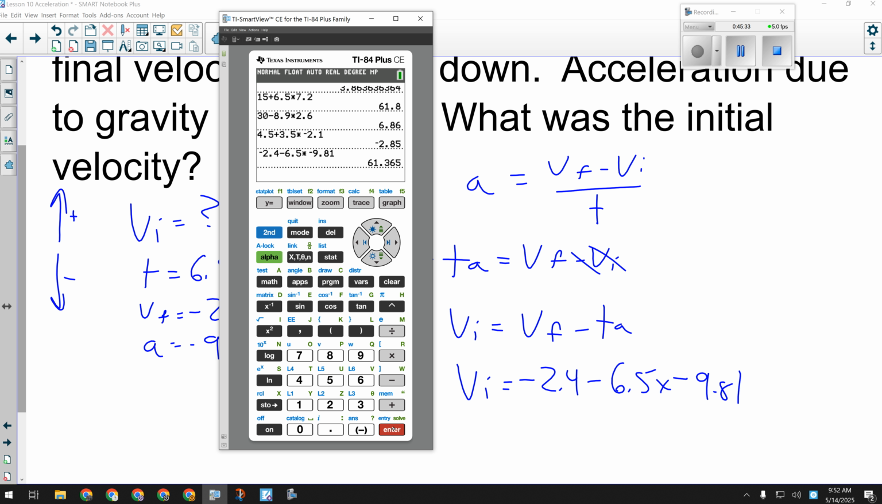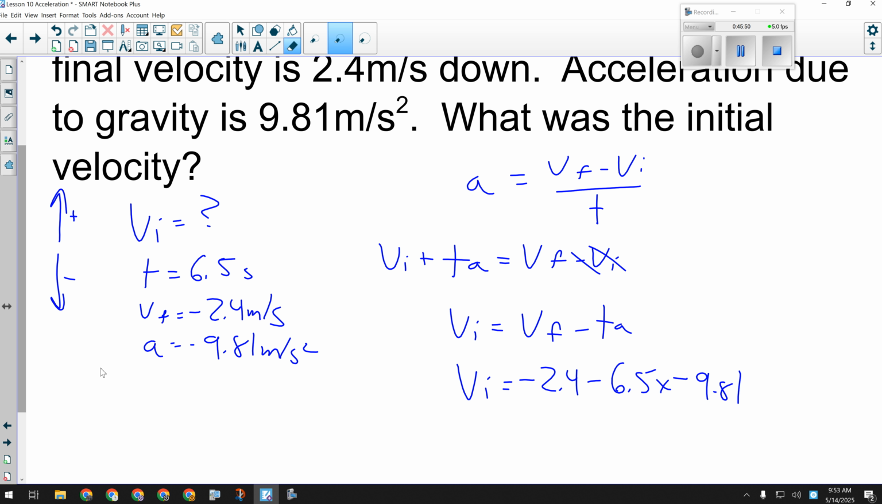I don't know who threw this, but they should be in the major leagues with an arm like that, because that's really, really fast. 61 meters per second is super fast. So we'll say 61.4 meters per second. Up, exactly. Got to have the vector on there.